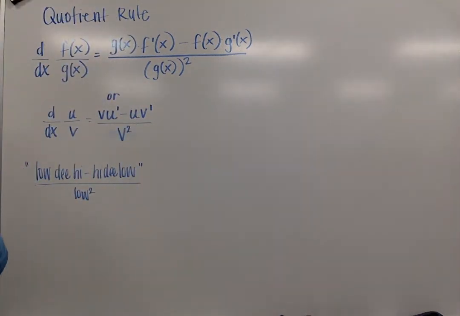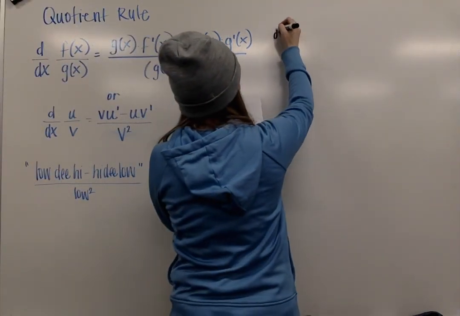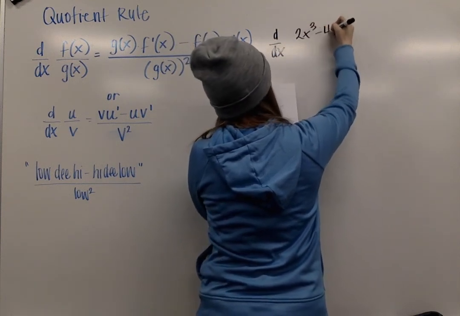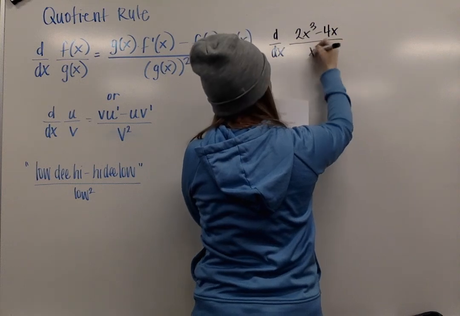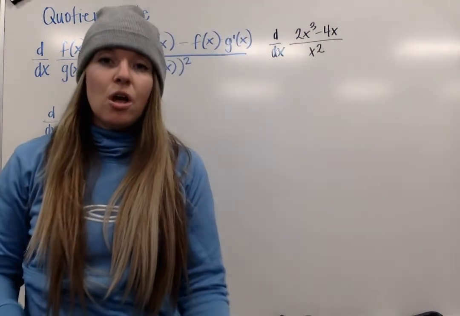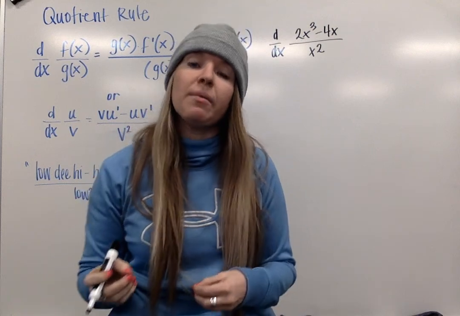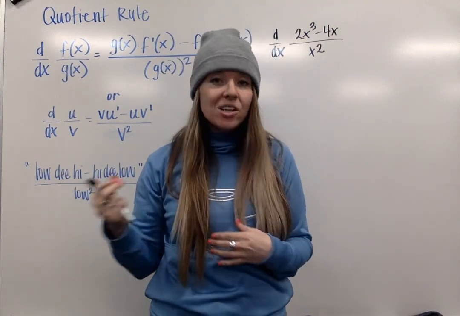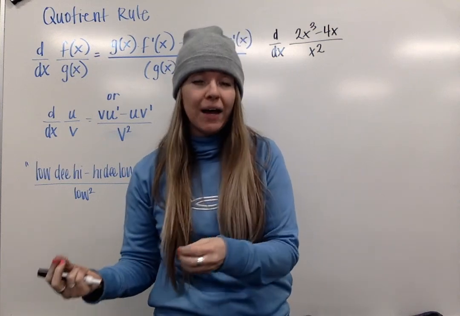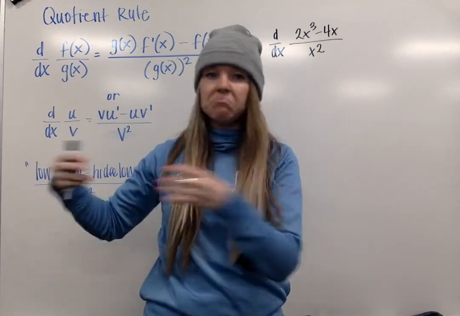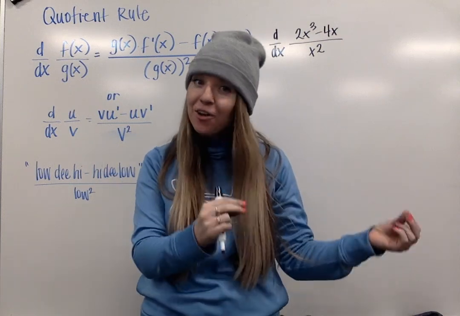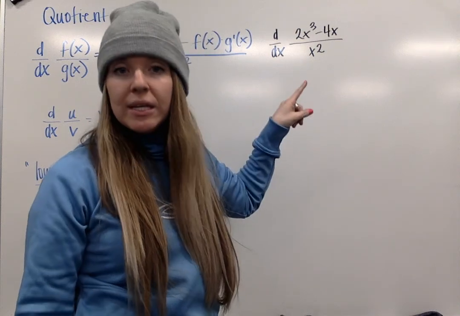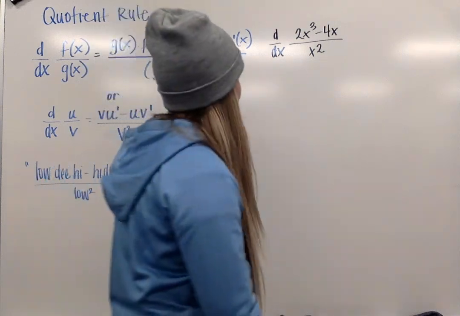So my function, I'm going to take the derivative of 2x cubed minus 4x all over x squared. So that setup, you could actually do some algebra and simplify it down, and then you're just left with power rule. That's always an option. If you can simplify it and use easier rules, do it. As long as it is legal math, you can simplify anytime you want. But here, I'm doing this to show the quotient rule, so let's take a look.